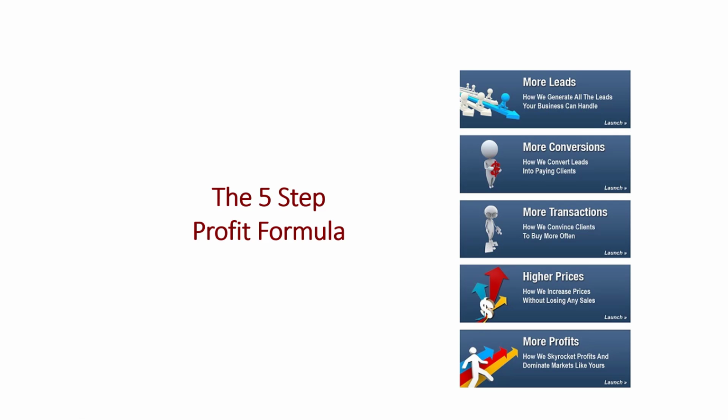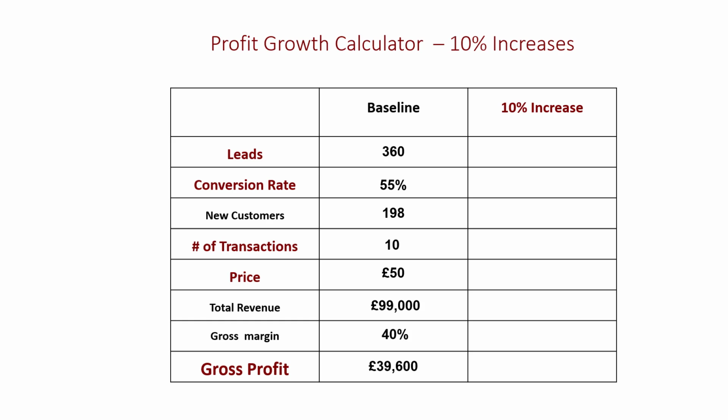The 5 steps are how many leads you generate, what proportion you convert, which will give you a number of customers, then how often do they buy each year on average and how much they spend each time on average, which will give you your revenue, and then what's your profit margin. The gross margin will give you your gross profit. If you take off your overheads, that will give you your bottom line net profit.